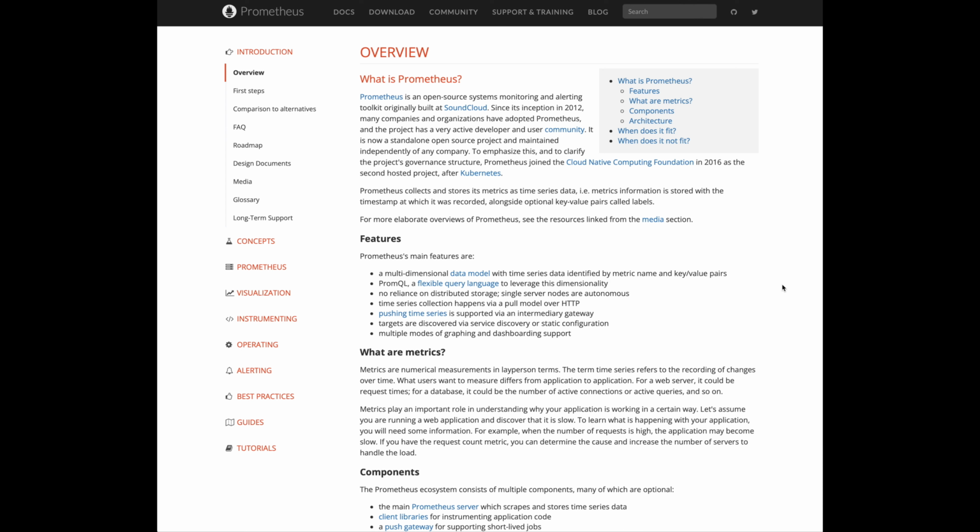Let's assume you're running a web application and discover that it's slow. To learn what is happening with your application, you'll need some information. For example, when the number of requests is high, the application may become slow. If you have the request count metric, you can determine the cause and increase the number of servers to handle the load. Let's go over the components.